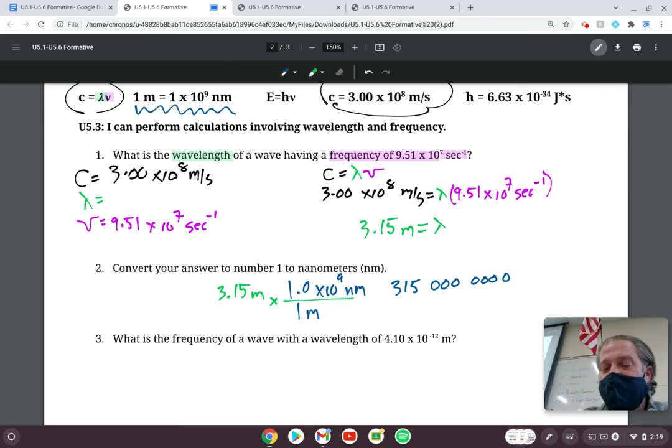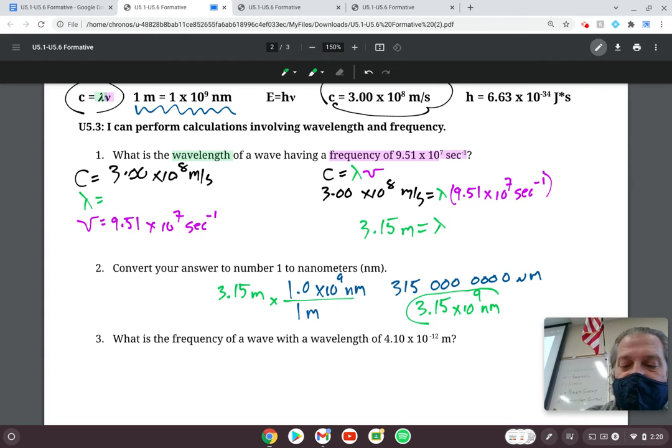And that's a correct answer, and I will accept that tomorrow, but that's going to be in nanometers. But what I'm really going to be looking for probably would be to convert that to scientific notation. So 3.15 times 10 to the 9 nanometers would be the answer I'll probably really want tomorrow. But, there you go. Yes?